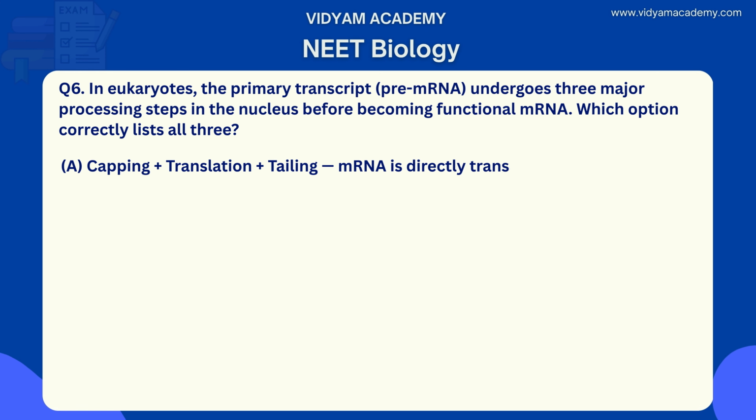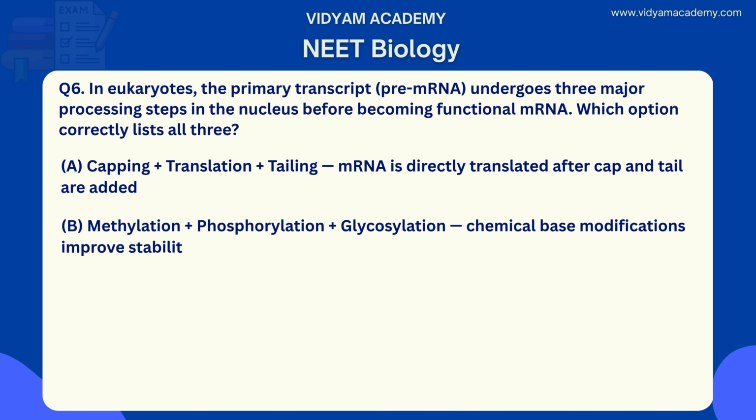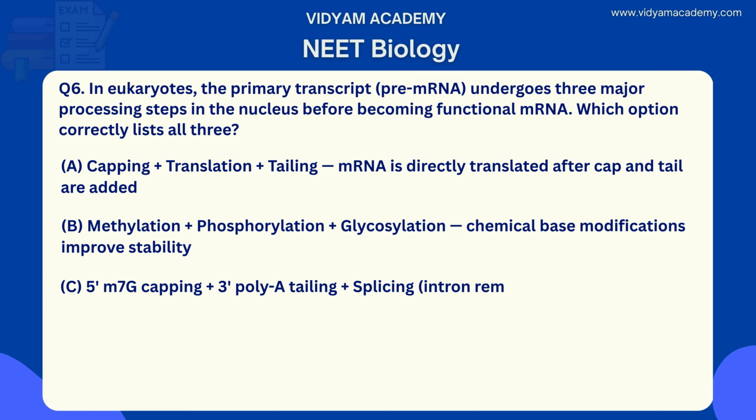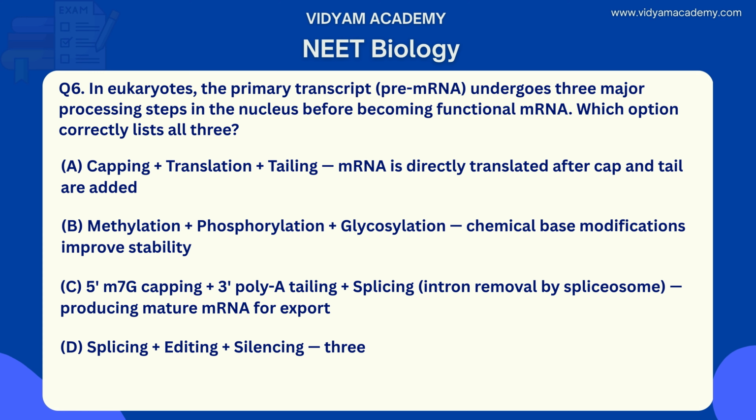Option A, capping plus translation plus tailing: mRNA is directly translated after cap and tail are added. Option B, methylation, phosphorylation, and glycosylation: chemical base modifications improve stability. Option C, 5' m7G capping plus 3' poly A tailing and splicing, intron removal by the spliceosome, producing mature mRNA for export. Option D, splicing plus editing and silencing: 3 steps that reduce mRNA length and activity.